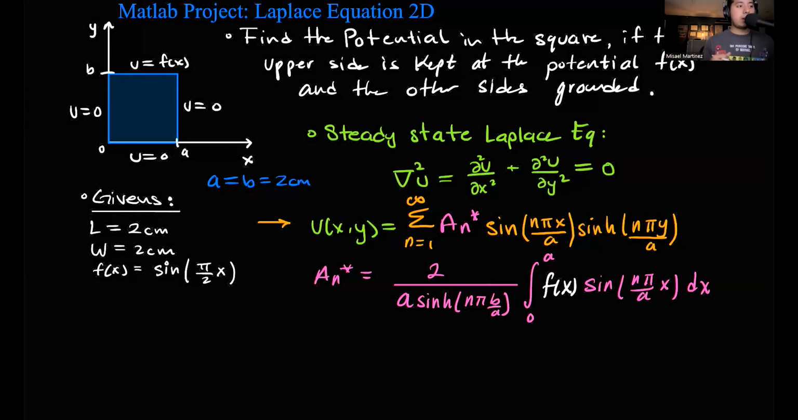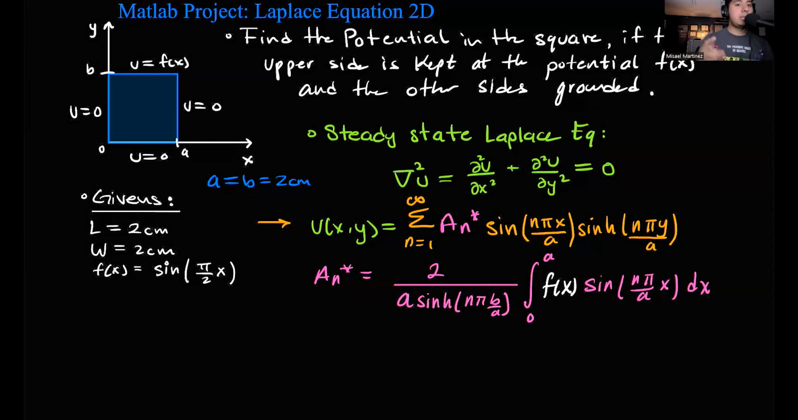The size of this square is 2 centimeters by 2 centimeters, length and width. A is 2, b is 2. And we have the function here, which is sine of pi over 2 times x. And those are basically our givens or variables. You can see our equation here for u of x, y: it equals the sum from n equals 1 to infinity of An star times sine of n pi x over a times hyperbolic sine of n pi y over a.